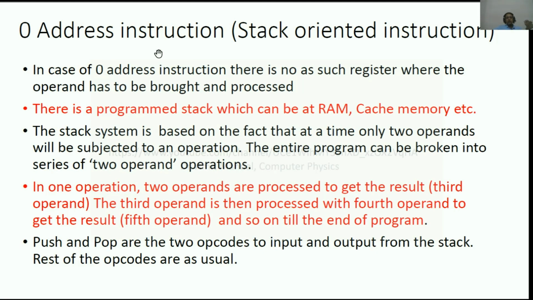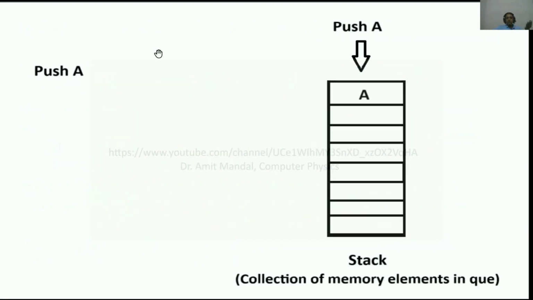So it will be clear by the example first, and then I will come to the definition. See what happens in case of zero address instruction. There is a stack of memory elements in a queue, and this stack can be in the RAM. There is a particular portion of RAM in which there will be the stack, or it can be in cache memory, and it is a programmed stack.